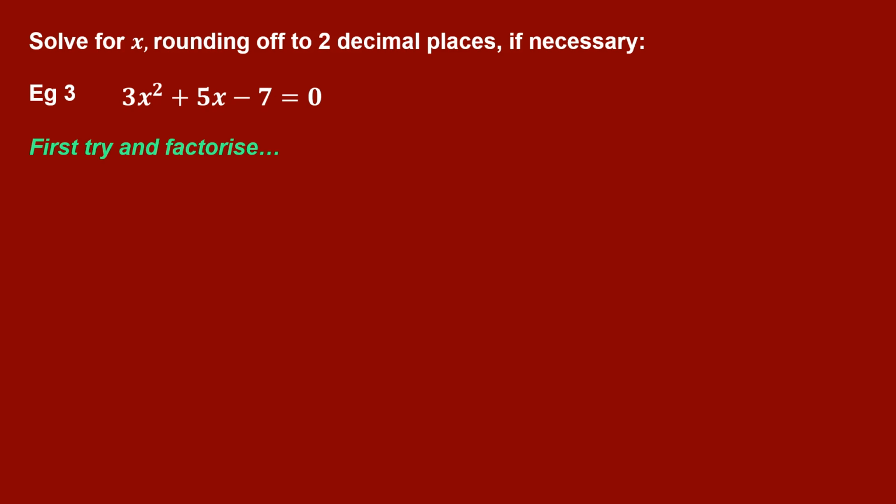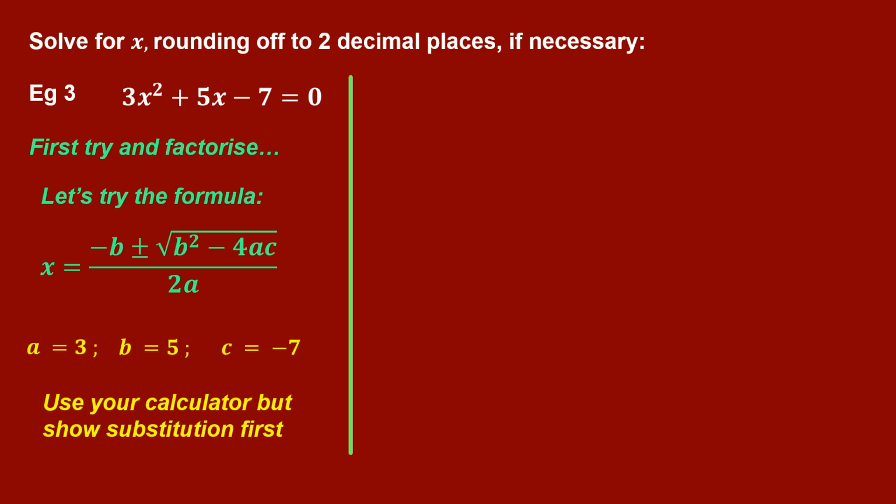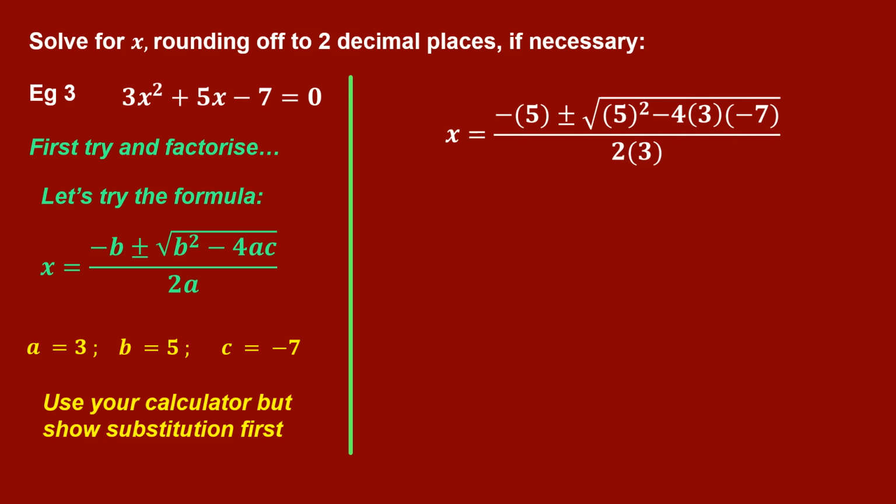So in this example, we're first going to try and factorize, but as I said, that's difficult. So let's go straight to the quadratic formula. In this example, A is 3, B is 5, and C is -7. You may use your calculator, just show the substitution of the values into the formula first. So we end up with -5 plus or minus the square root of 5 squared minus 4 times 3 times -7, over 2 times 3.